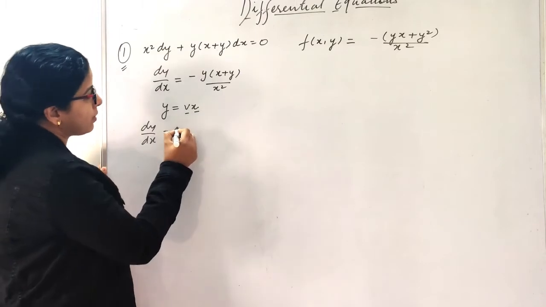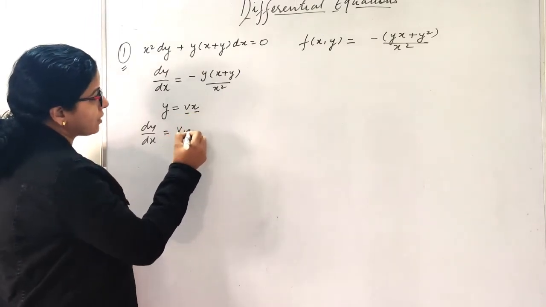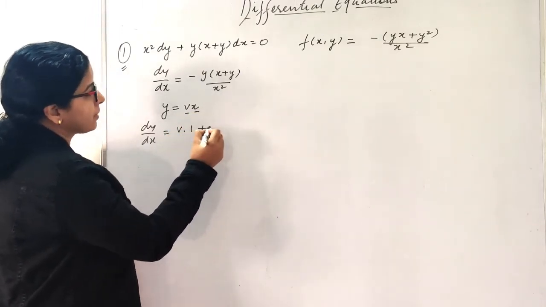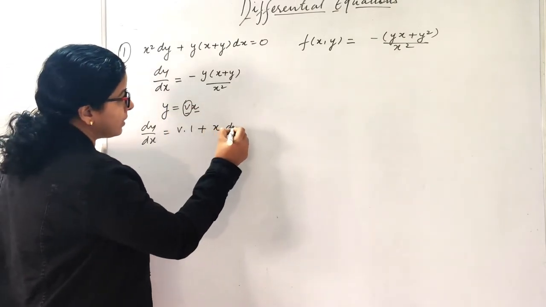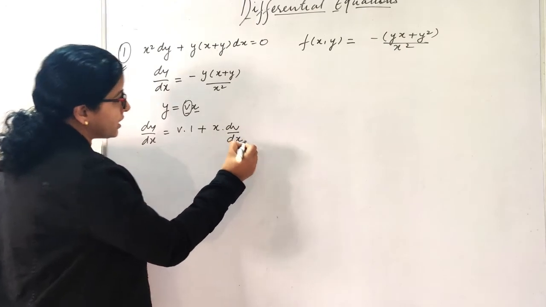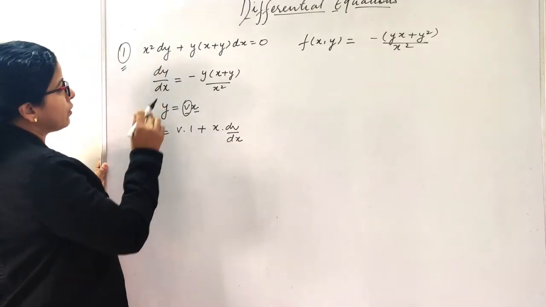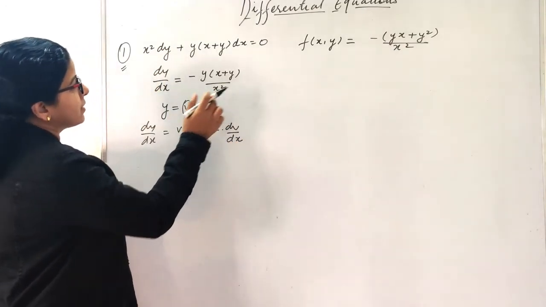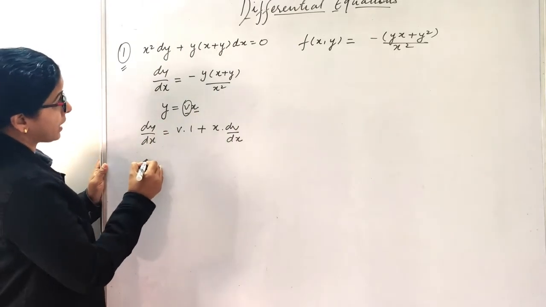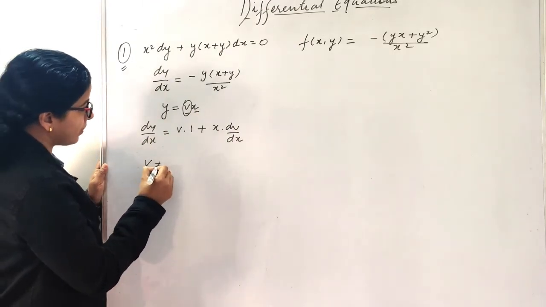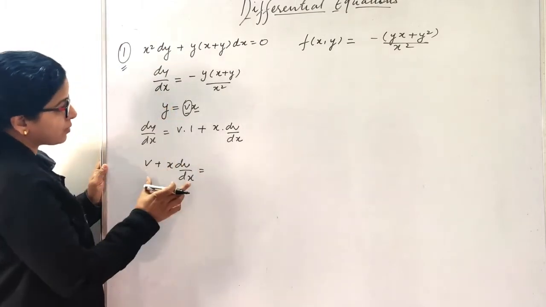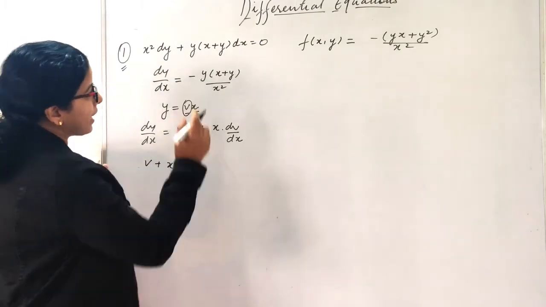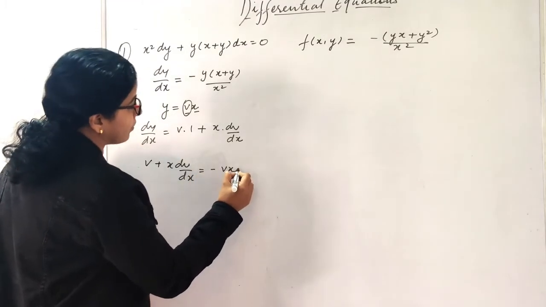So first of all, I am keeping v as it is. Differentiate x, so it will become 1 plus, write x as it is, and we have to differentiate v, so it will become dv upon dx. We will substitute the value of dy by dx and y in this, okay? So what it becomes? It becomes v plus x dv by dx, right? So dy by dx has been replaced by this, and wherever y is there, I have to replace it by vx.